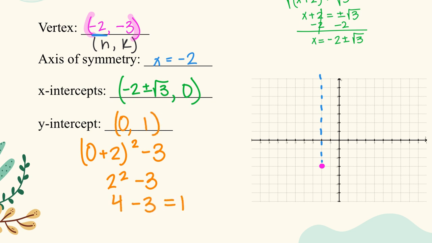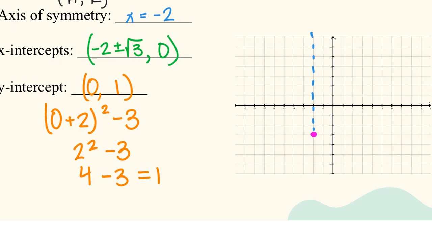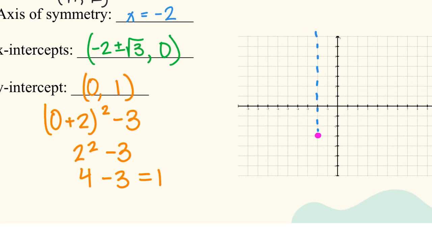Now, can I graph this one? Yes, I can graph 0, 1. So looking at it, 0, 1 is right over here. And again, my axis of symmetry is my mirror. So if this is 2 units from the symmetry, the other dot must also be 2 units from the symmetry, and I can go ahead and graph. So my graph is going to look something like this.